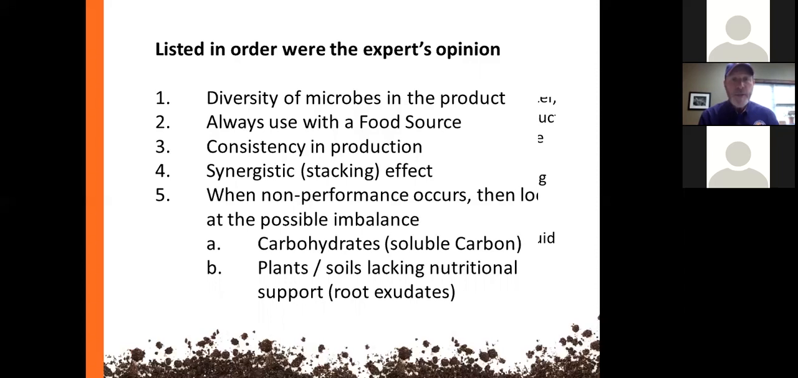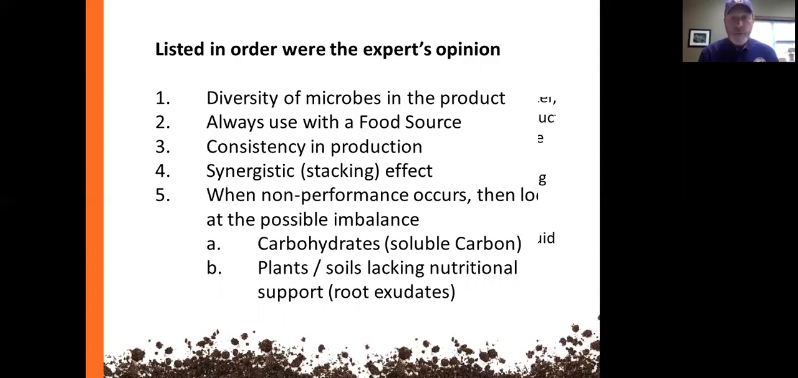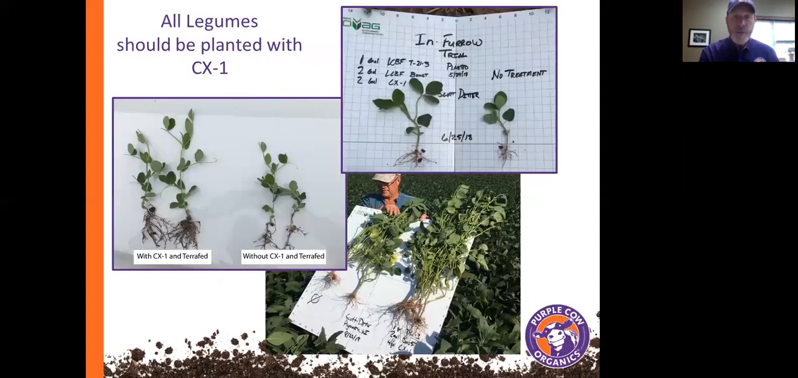And then when non-performance occurs, look at the possibilities that there might be either an imbalance, a limitation on soluble carbon or carbohydrates for that biology, or that the plants themselves are struggling from a nutrition standpoint and maybe not producing the root exudates that are necessary to support that biology as well.